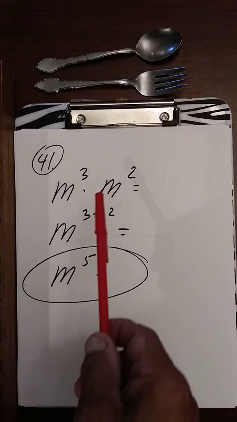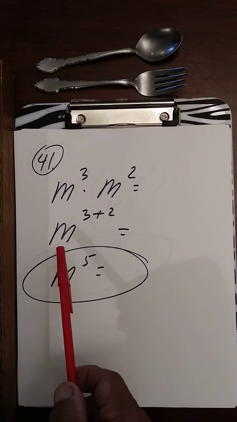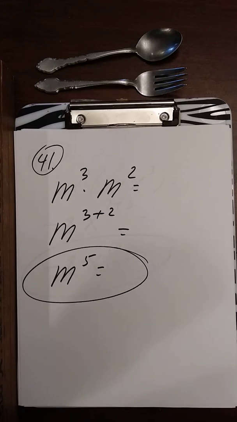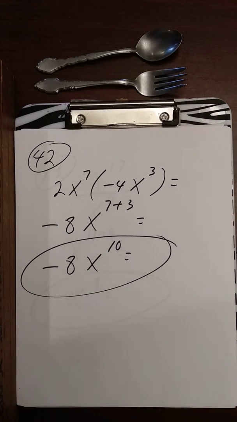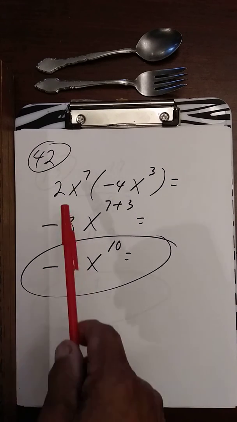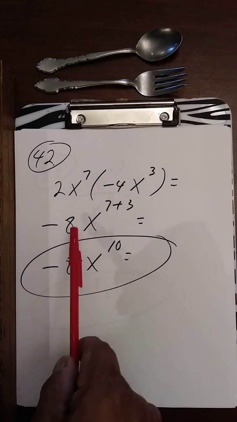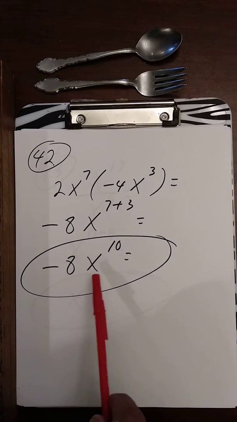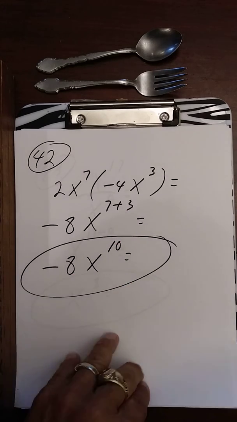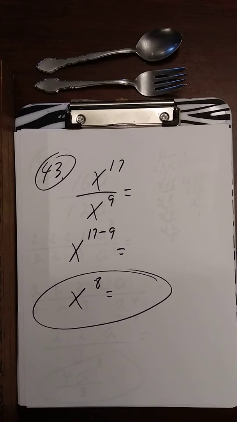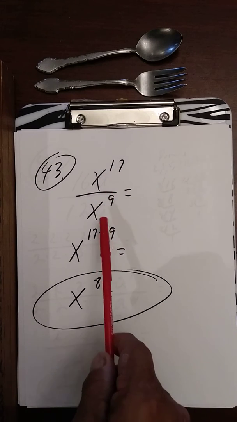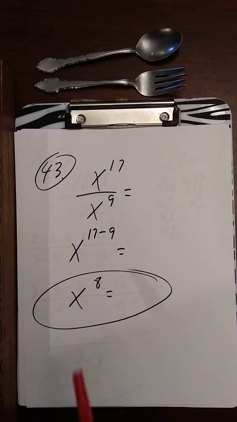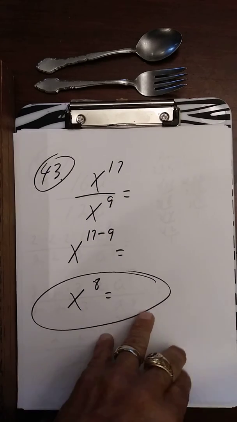M to the 3 times M to the 2. Well, add the powers, 3 plus 2, and that's going to be M to the 5. Multiplication. So number times number. 2 times negative 4 is negative 8. X to the 7 times x to the 3, add the powers, 7 plus 3. So negative 8x to the 10 power. x to the 17 over x to the 9. Take the little number from the big number, downstairs from upstairs. So you're going to have 17 minus 9 is 8. Subtract the powers.